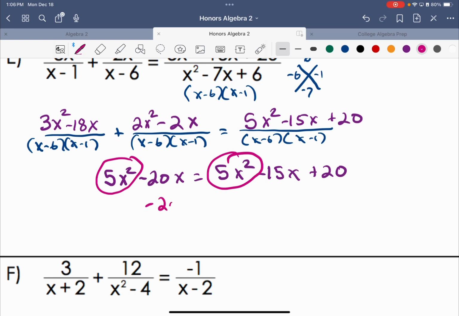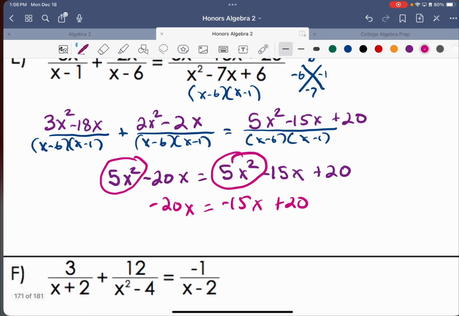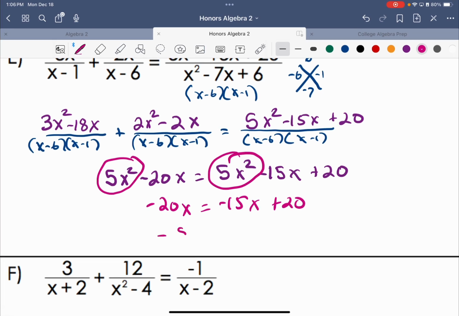So then I've got negative 20x equals negative 15x plus 20. Add 15x to both sides. That's negative 5x equals 20. Divide by negative 5. You get a potential solution of x is equal to negative 4. Does it look right?